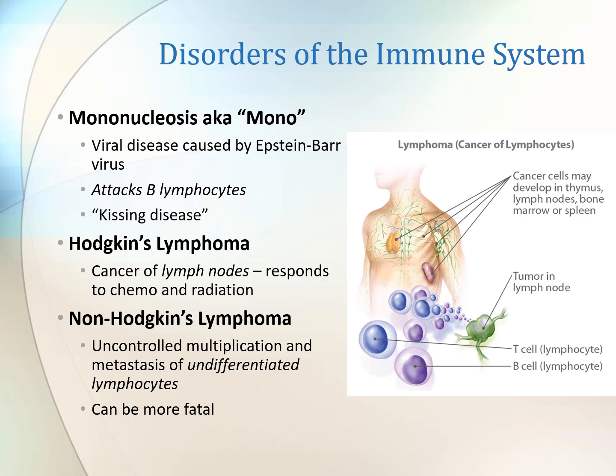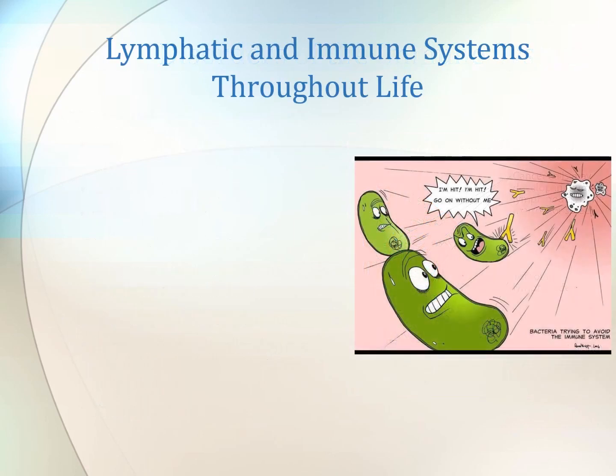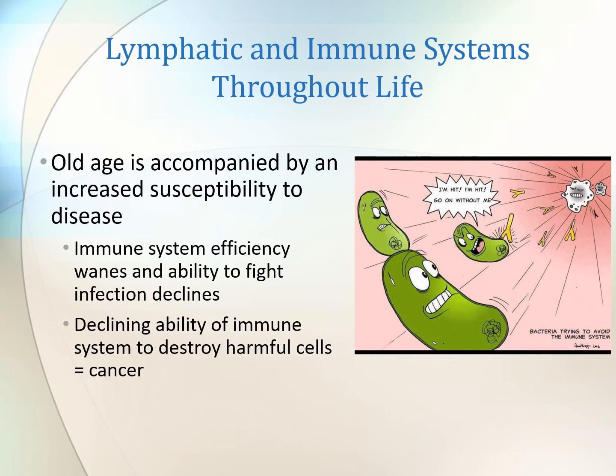Essentially you have this uncontrolled multiplication and metastasis of these kind of undifferentiated lymphocytes. It can be very, very dangerous because essentially they don't know self versus unself. They're not normal lymphocytes, so your immune system is crippled. It can be much more fatal and does not respond as well to treatment.